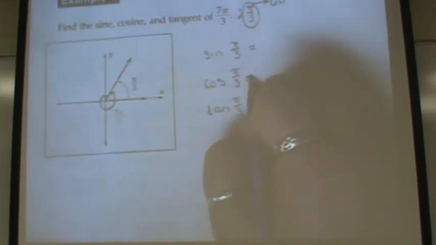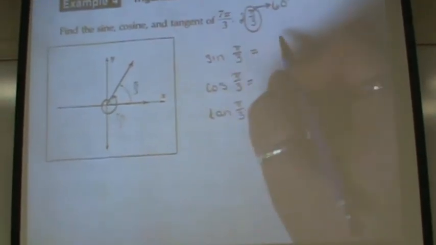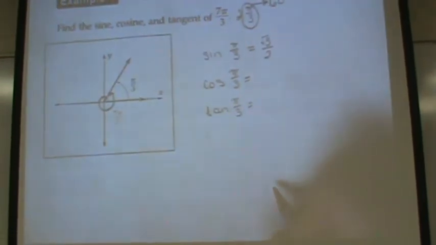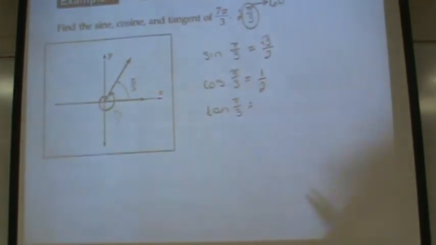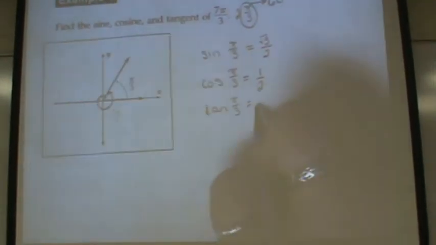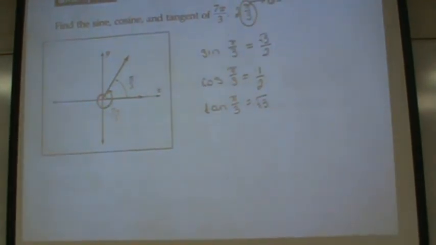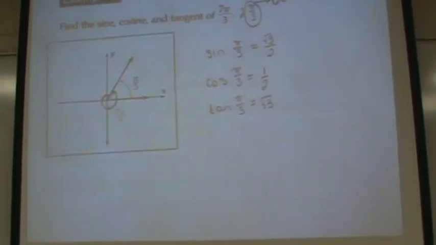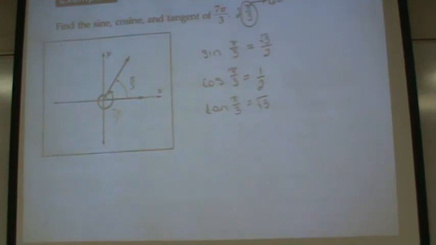And we're in the first quadrant, so they're all positive. So sine of pi over 3 is just root 3 over 2. Cosine of pi over 3 is 1/2. And tangent of pi over 3 is root 3. And again, if you don't remember those, draw your triangle. And so that's using coterminal angles to find the sine, cosine, and tangent. And we're done.